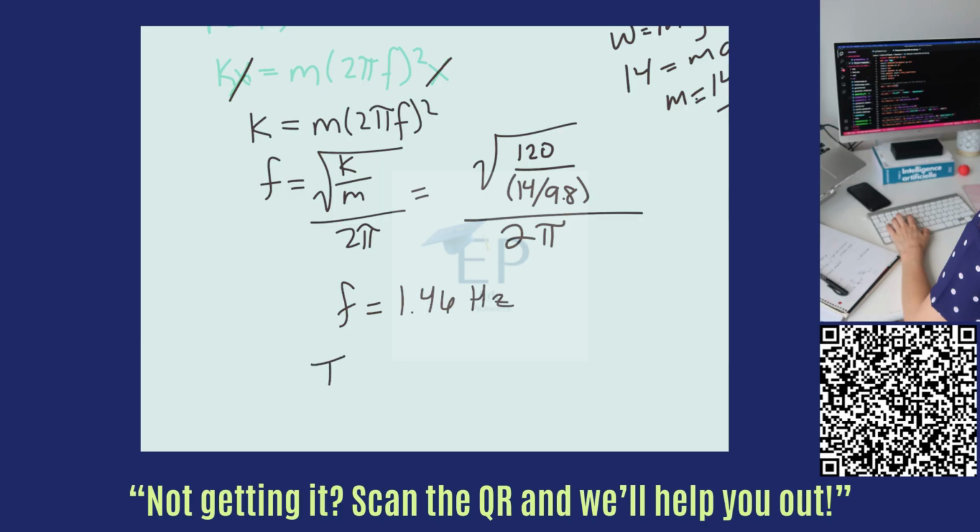And our period is 1 divided by our frequency. So when we have 1 divided by 1.46, we get an answer of 0.68 seconds. So that is the period of oscillation.